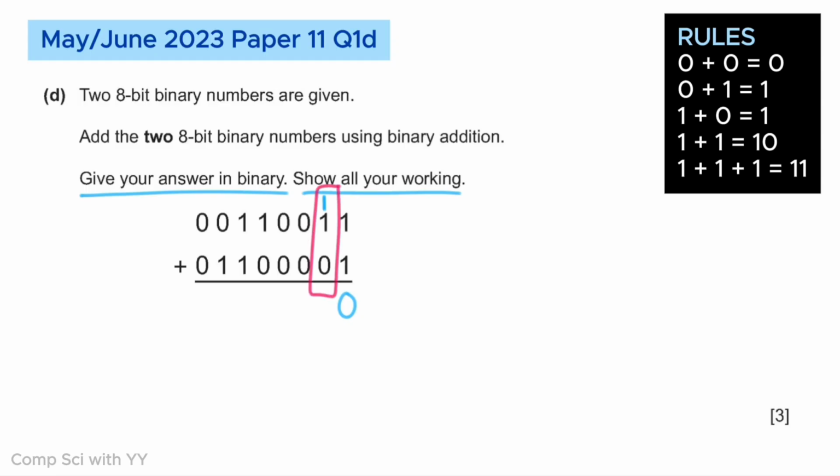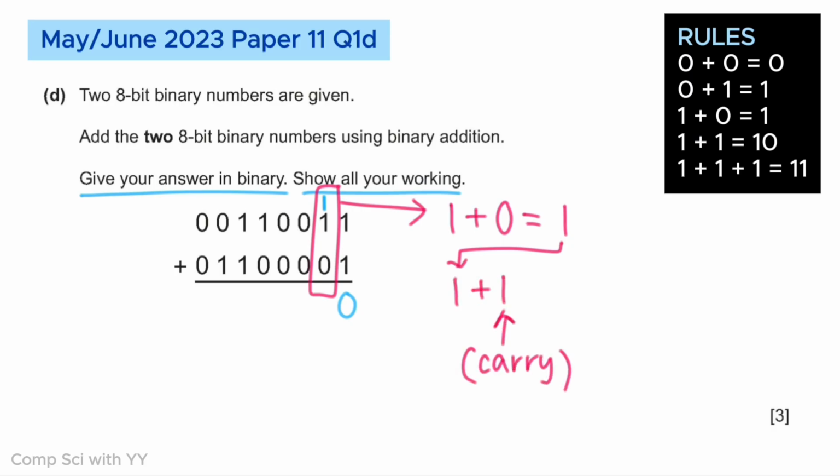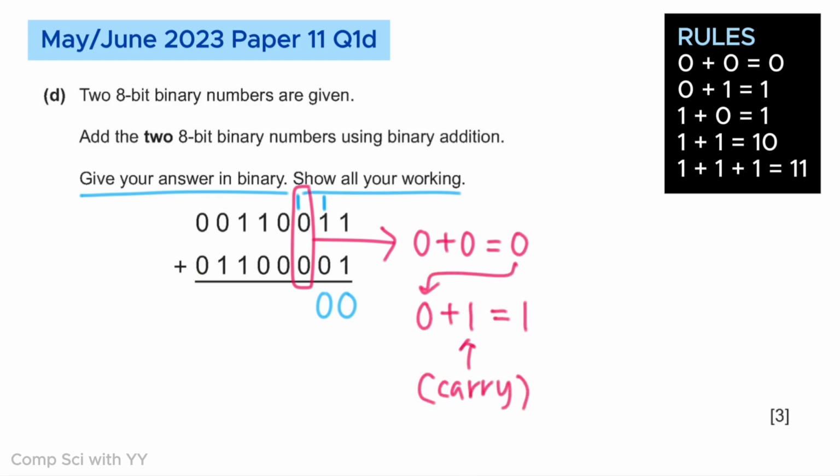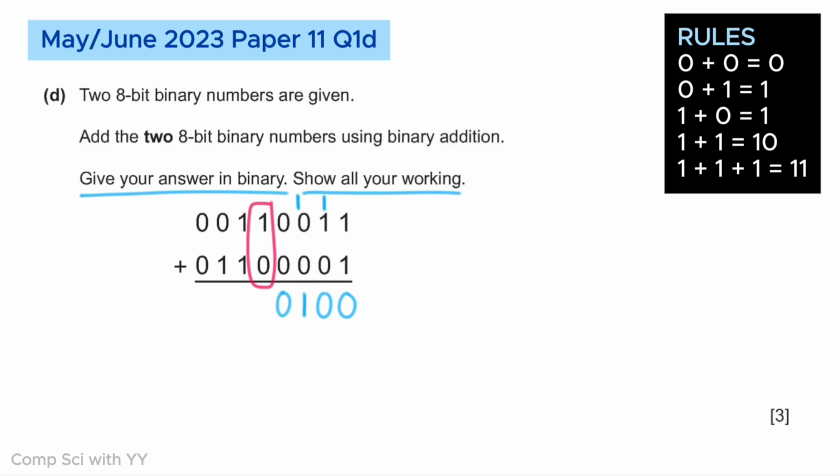Now in the second rightmost column, we have 1 plus 0, which is 1. However, we also need to take into consideration the carry digit, which is 1. So in this case, you have to add 1 plus 1 together, which is, again, 10. So you put the 0 over here, and the 1 becomes the carry digit for the next column. So now for this one, we have 0 plus 0, which is equal to 0. And then when you add the carry, it becomes 1. So we just write 1 over here. And you just continue this process until you reach the leftmost column.